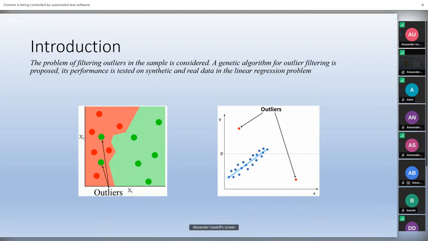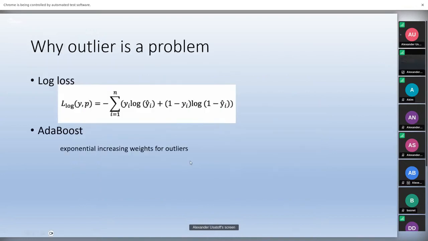On the left part of the slide, you can see an example of outliers in a classification problem. On the right are the outliers in the regression problem. First, why are outliers a problem? Let's consider two examples. The first one is log loss. Log loss is a loss function often used in classification tasks. Here, if we confidently make a mistake on an outlier, the loss can go up to infinity. In practice, it's reasonable to limit the loss on one object to some big value, but it's still a problem.